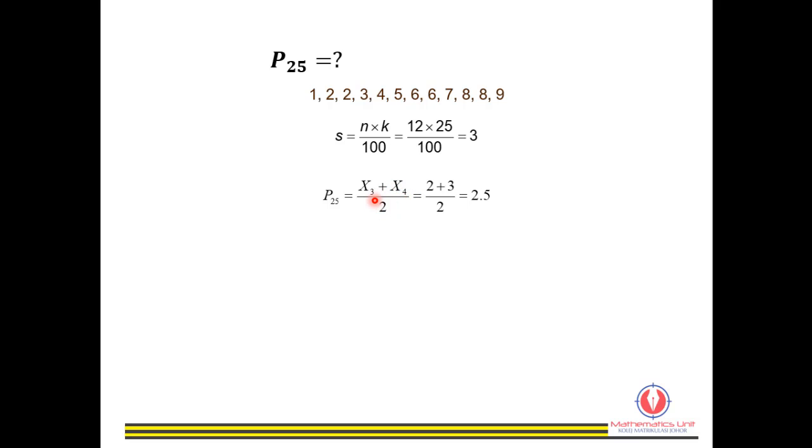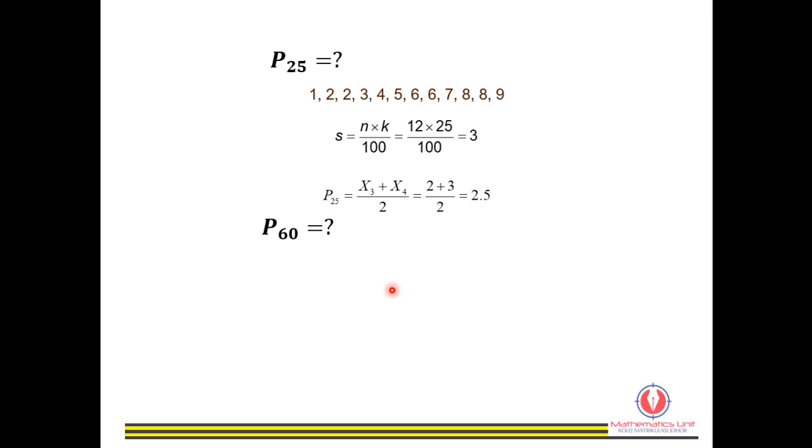Your S is 3, so S plus 1 is 4. From the data, this is X1, X2, X3 is 2, and X4 is 3. So you divide by 2, you get 2.5. Therefore, the 25th percentile is 2.5.